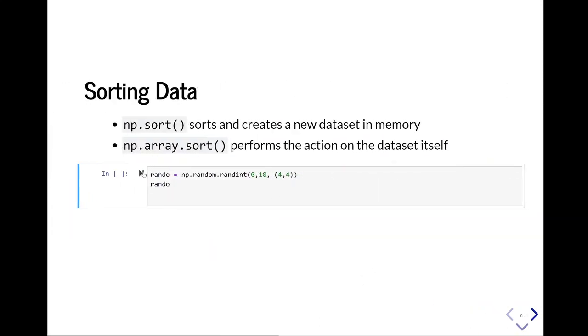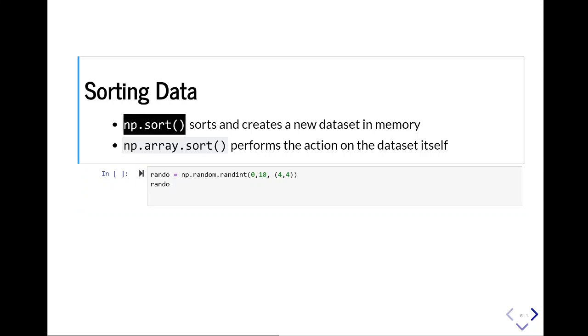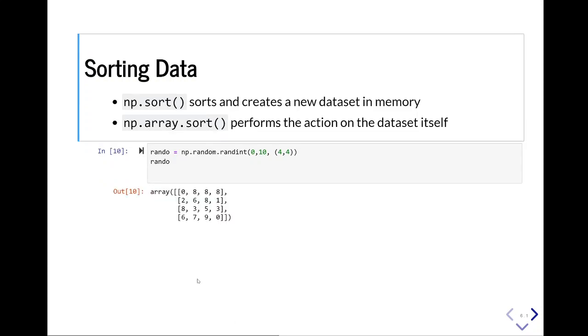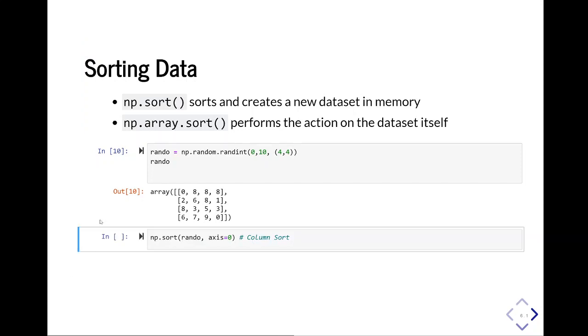We can sort data. There are two general ways of doing this. There's np.sort, which will take your array and make a copy of your array in memory. So now you have two copies of your data, and it puts it in the sorted value, whether you're sorting by array or column. And then on the actual array itself, you can do .sort, and you can perform that action. So here we have our random data set, and we're going to bring in some data.